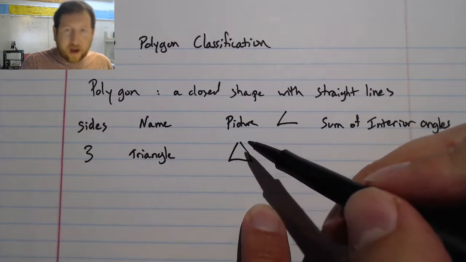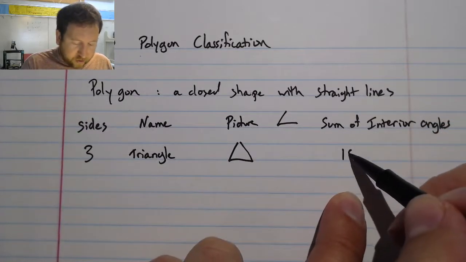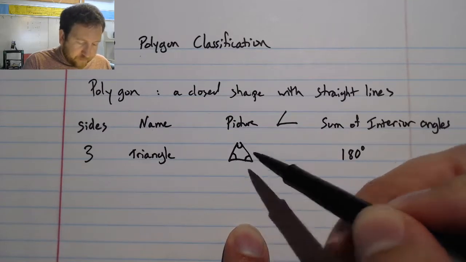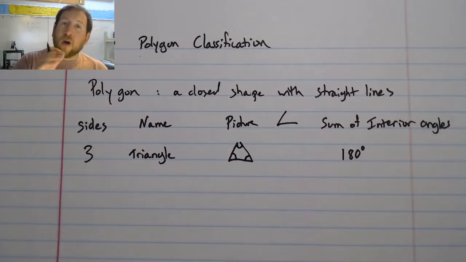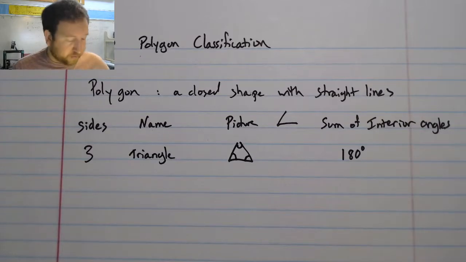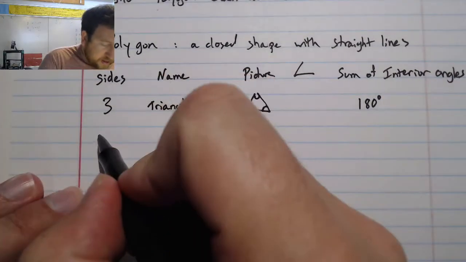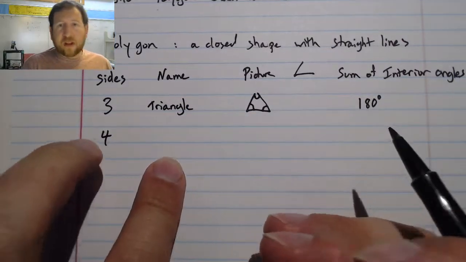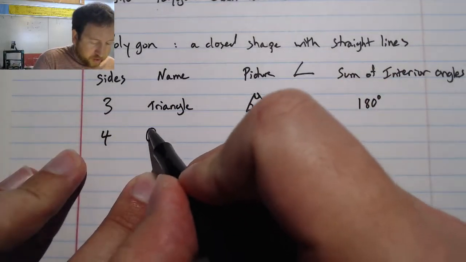And on a triangle, we know this to be 180 degrees. If I add up all 3 of these, I get 180 degrees. Now, that's only true for triangles. If I go to the next sided shape, for example, I can go to 4 sides. This shape we would typically call a quadrilateral.